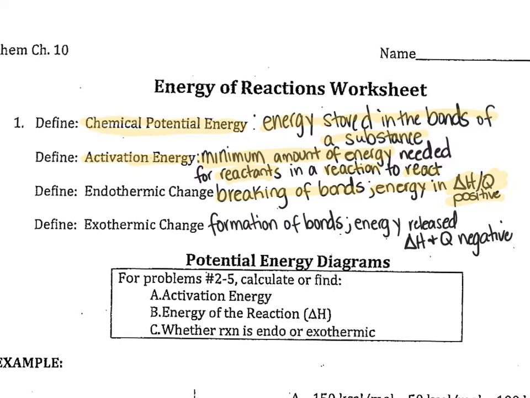And then finally, we have an exothermic reaction where we have energy being released. And so our delta H and our Q are both going to be negative during this. Exothermic changes are going to be when the new bonds are forming. So again, go back to the previous slide and you see that as I'm talking about the potential energy diagram.